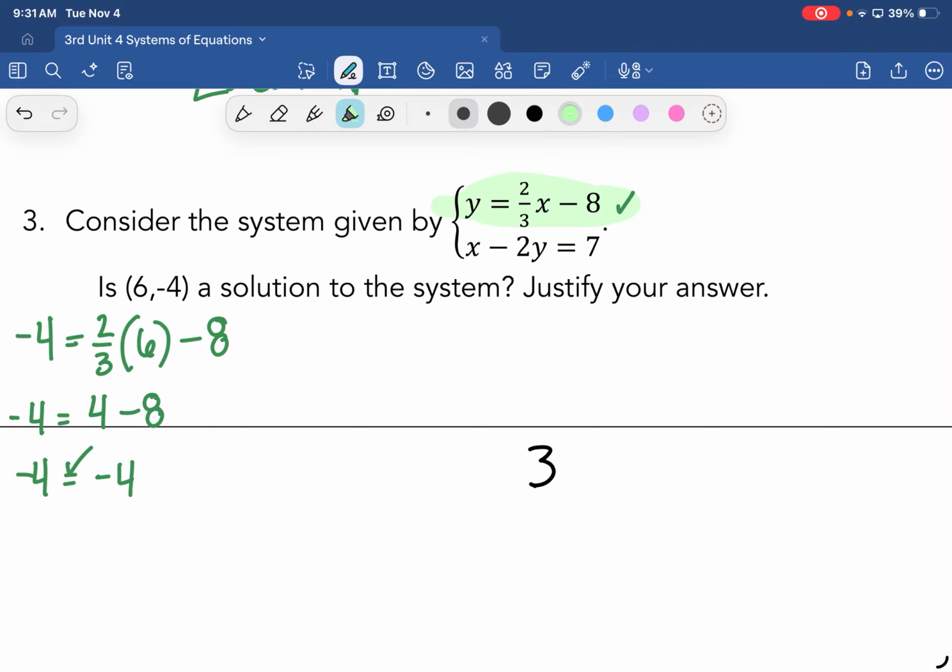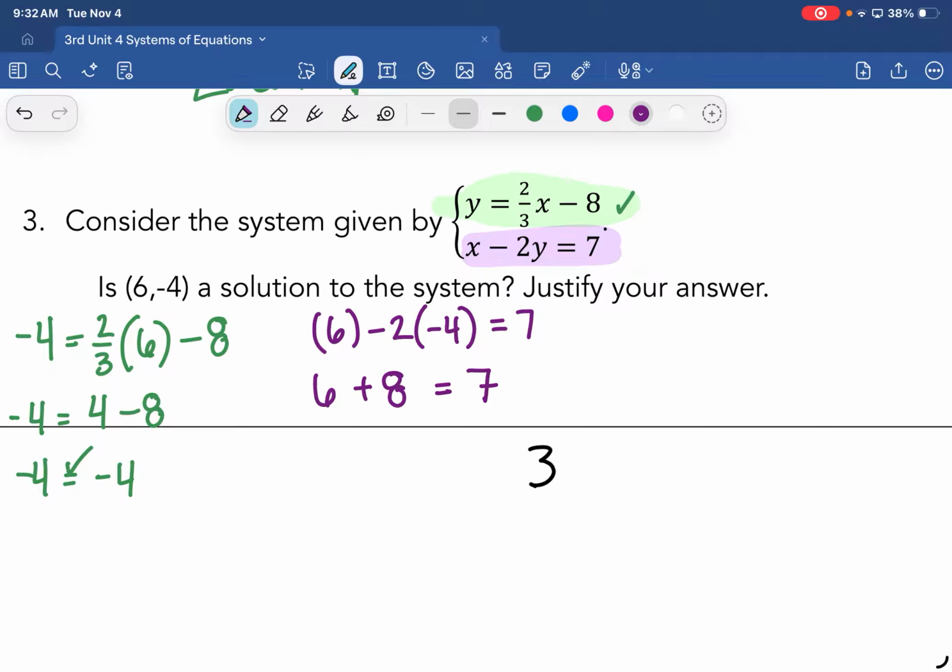Yeah. So is it a solution for that first equation? Yeah. So now, to be a solution for the system, it has to be a solution to both. So we have to check the second equation. So for that second equation, what do I need to plug in for x? So we have 6 minus 2 times, what is our y? Equals 7. So we have 6. What is negative 2 times negative 4? Positive 8. What is 6 plus 8? Does 14 equal 7? So is it a solution for the second equation? So can it be a solution to the system?